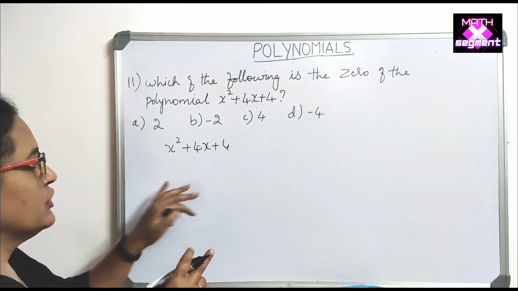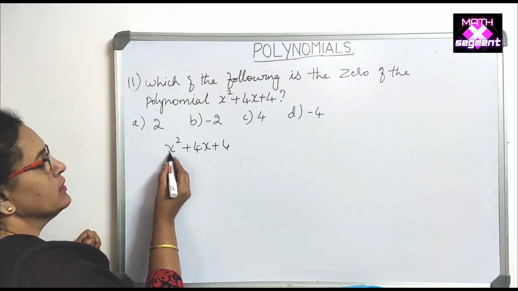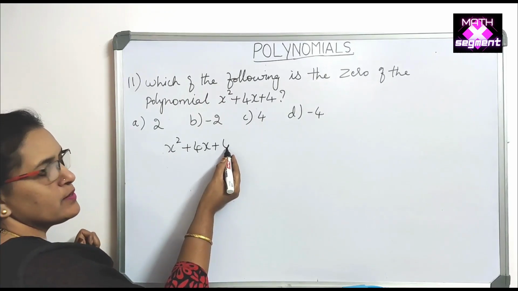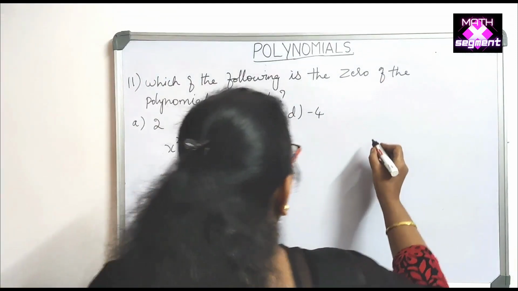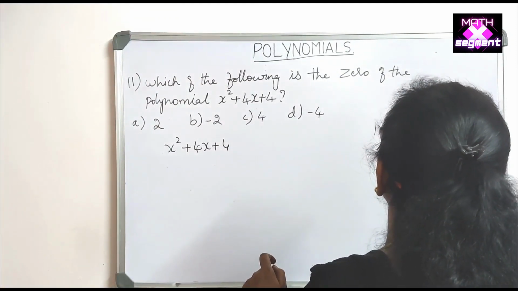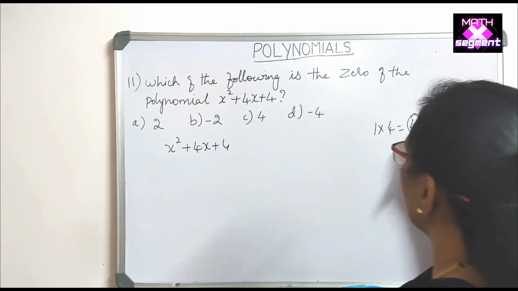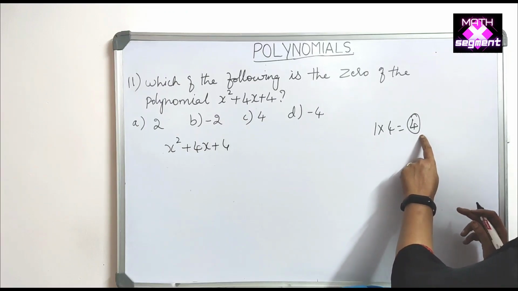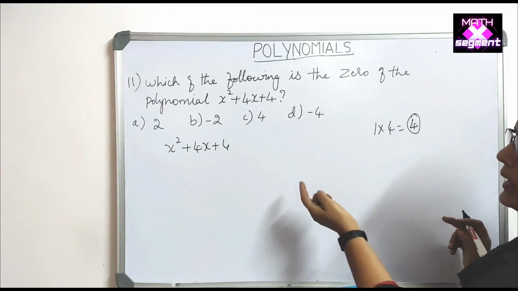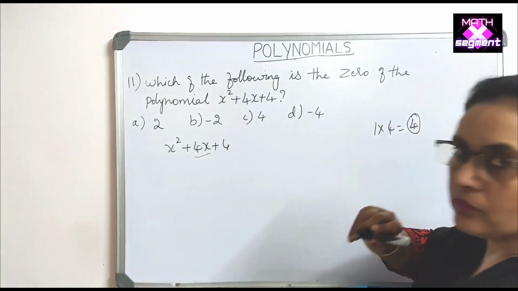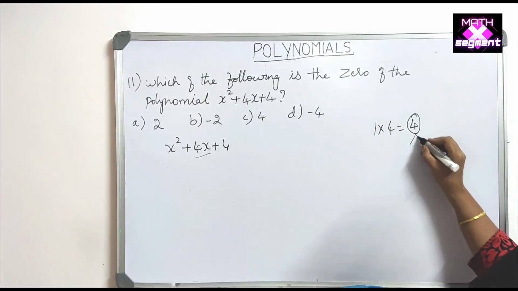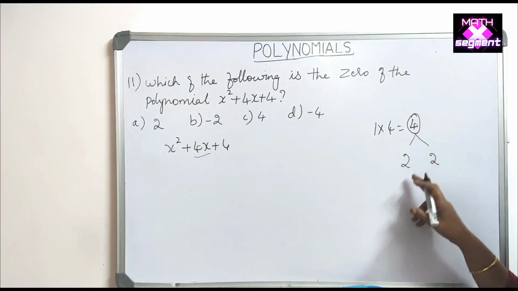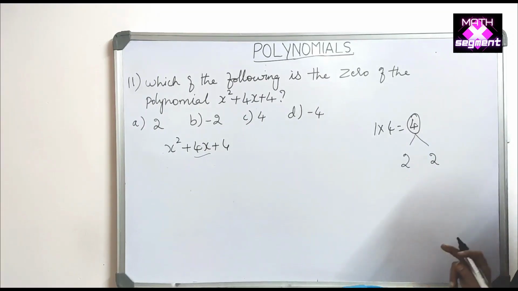To do the factorization, we have to follow a few steps. The coefficient of x square is 1 and the coefficient of the last term is 4, so 1 into 4 is equal to 4. I have to take factors of 4 such that when I multiply them I get 4, and when I add or subtract them I get the middle term. The only option I can take is 2 and 2, because 2 twos are 4, and 2 plus 2 also gives the middle term.